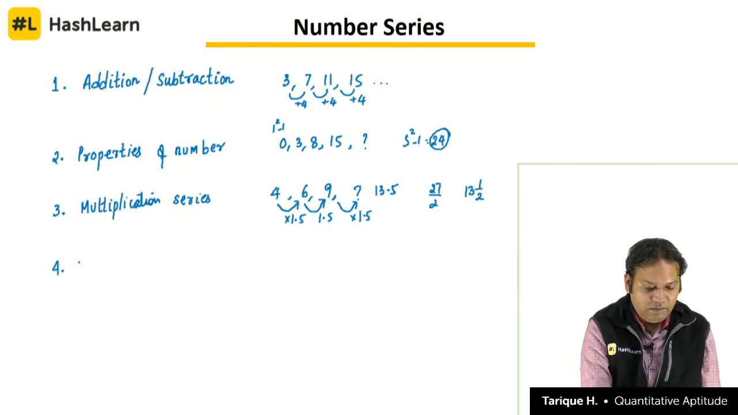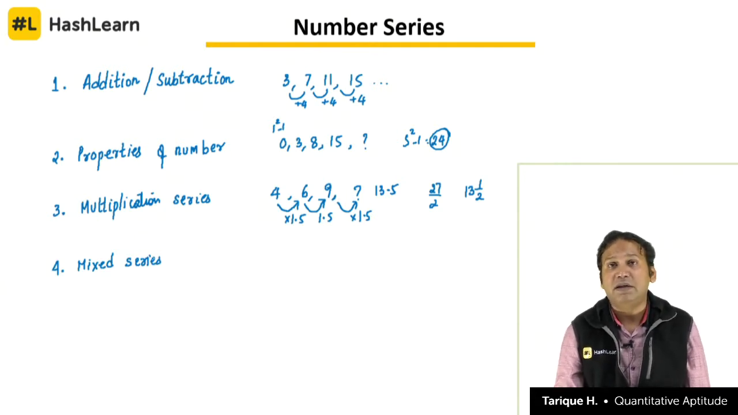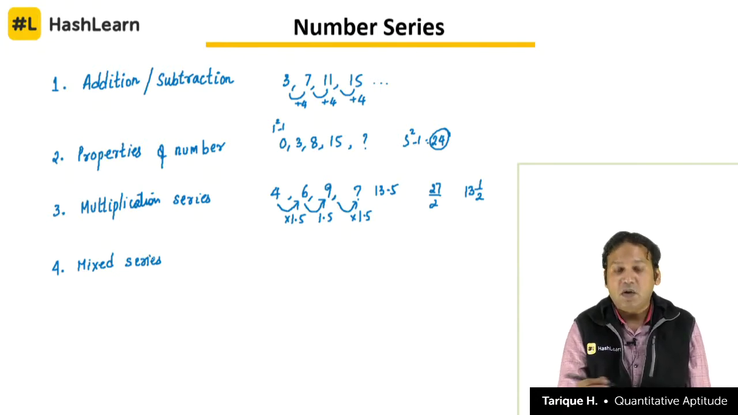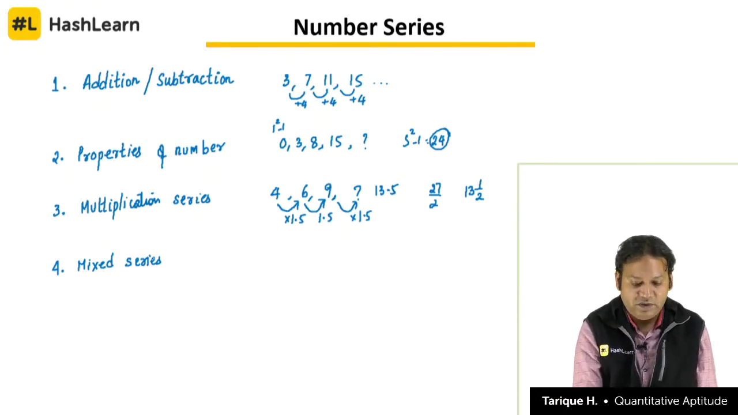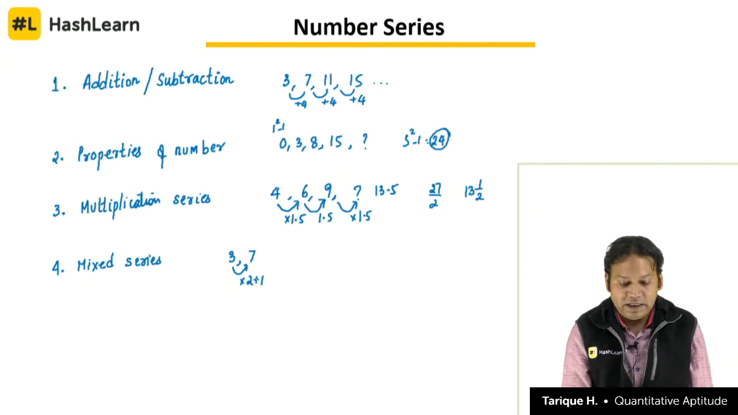And then we can have a mixed series also. A mixed series could be based on multiplication, addition, multiplication, subtraction, multiplication and properties of numbers, right. So all these things can be used to create a mixed series. For example, let's say the first number is 3 and the second number is 7. So how did we obtain 7 from 3? Into 2 plus 1. So we are doing both multiplication and addition.